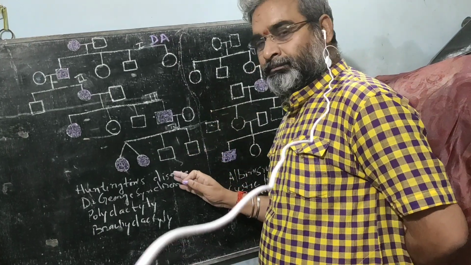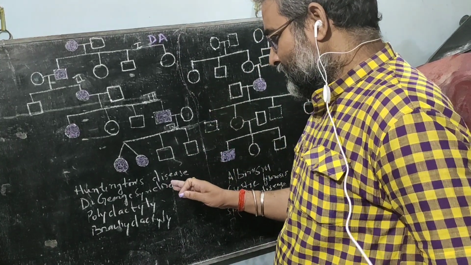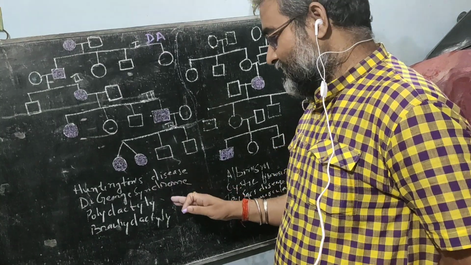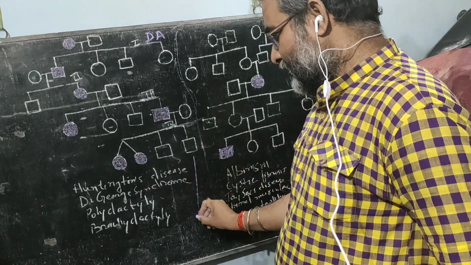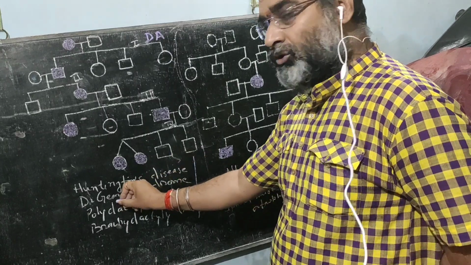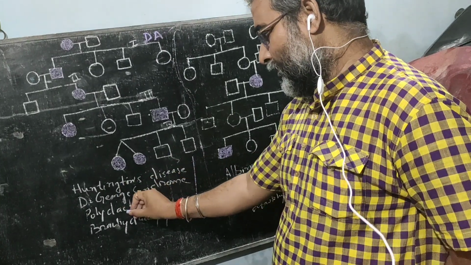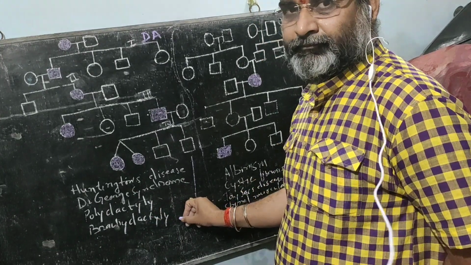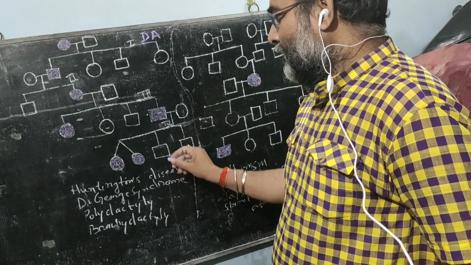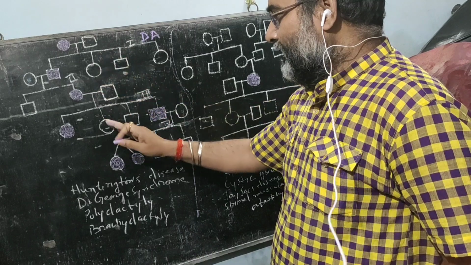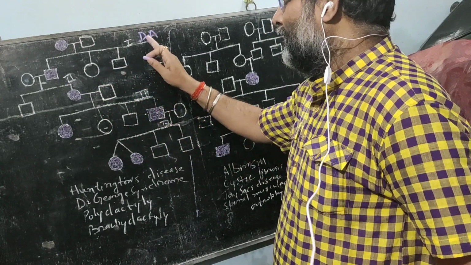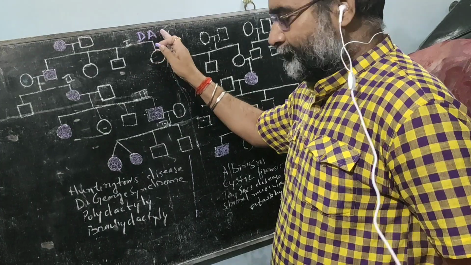For example, some autosomal dominant abnormalities of human beings are Huntington disease, DiGeorge syndrome, polydactyly, and brachydactyly. And the pedigree analysis clearly represented the nature of autosomal dominant.